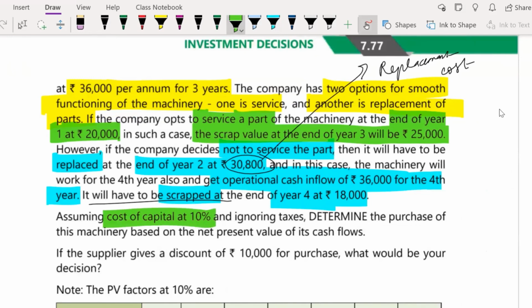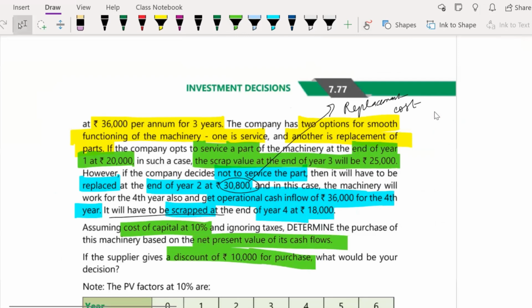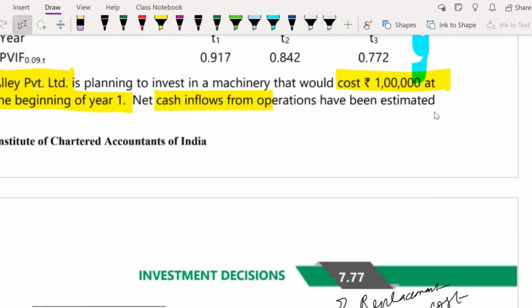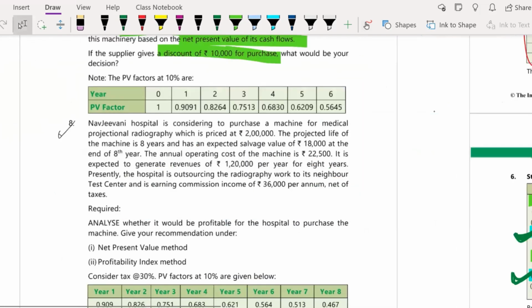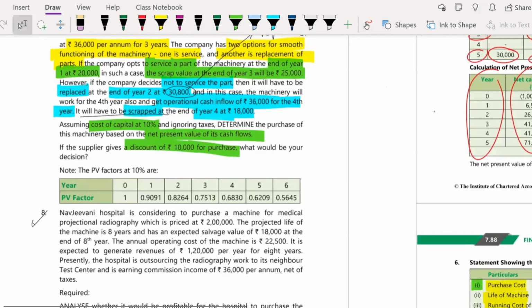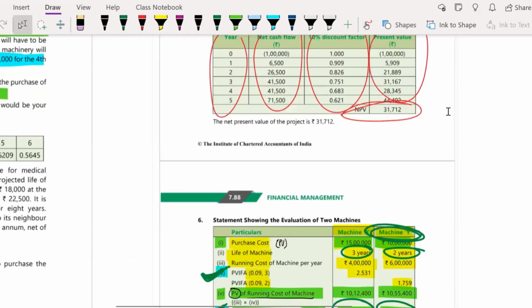Then they tell you that the cost of capital is 10%, ignoring taxes. Determine the purchase of this machinery based on the net present value of its cash flows. If the supplier gives a discount of 10,000 for purchase, what would be your decision? So here they are telling you that whenever you purchase this machinery for 1 lakh rupees, you will also get a discount of 10,000. And now you have to find out the NPV.